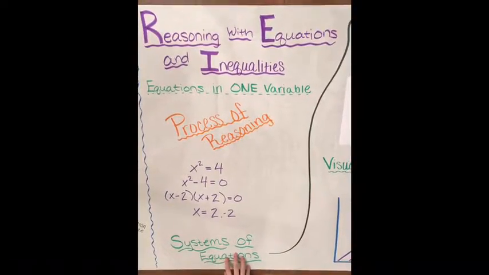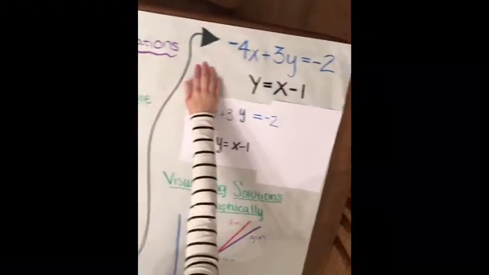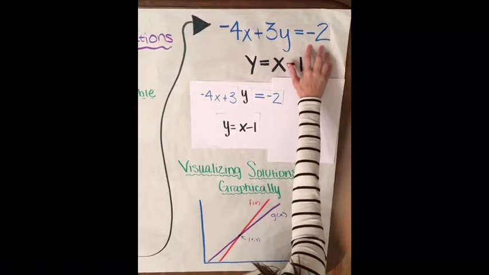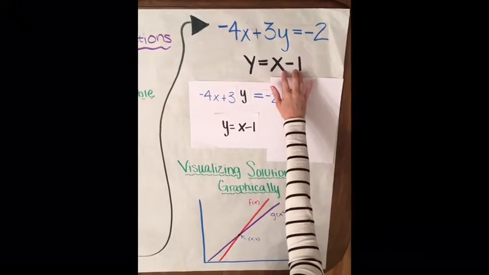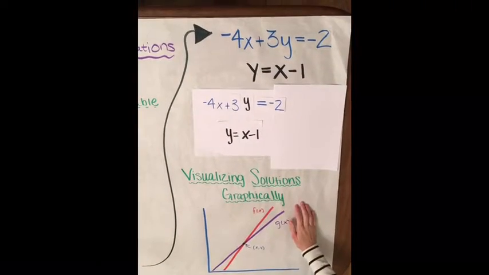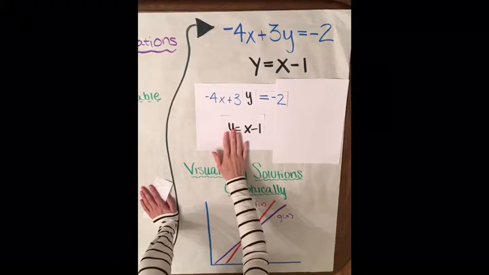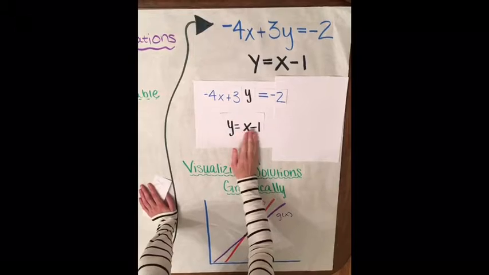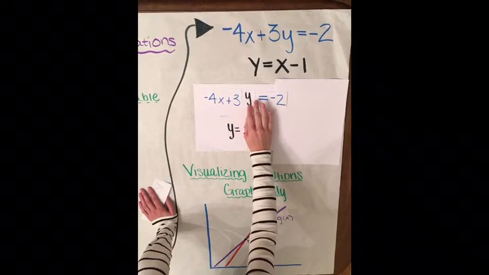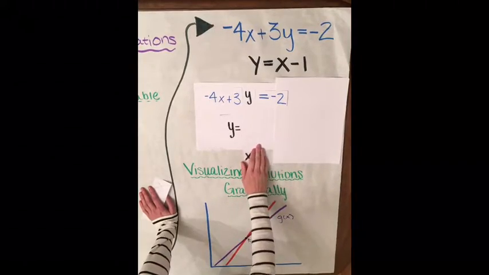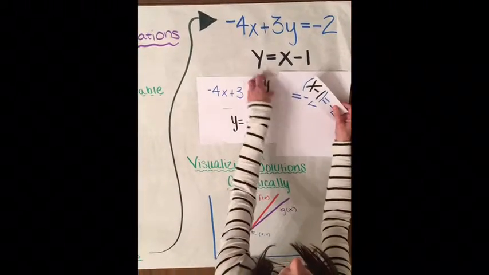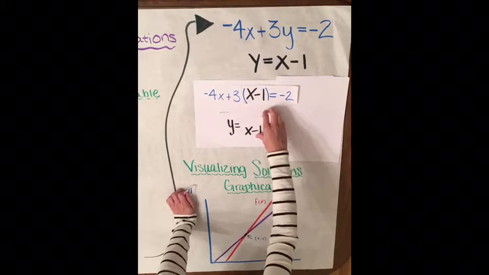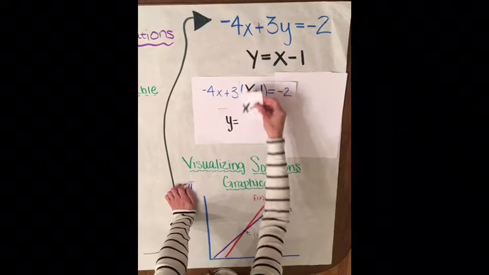Now we're going to look at system of equations to see the process of reasoning. And here are two equations. Negative 4x plus 3y equals negative 2, and y equals x minus 1. We're going to use substitution to reason through this. We're going to take this equation, since it's set equal to one variable, and we're going to plug in x minus 1 where y is. Rather, we're going to substitute x minus 1 into y. And we can see here that our x minus 1 is substituted in.